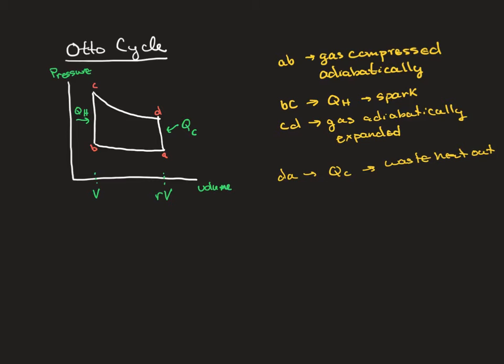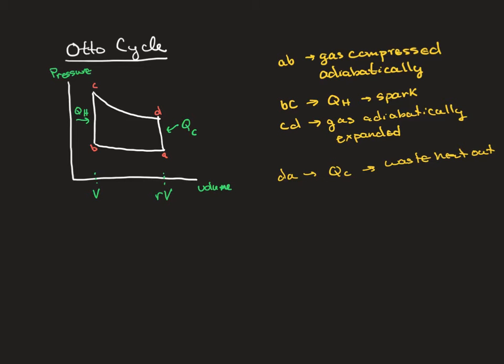Alright, so we have a pressure versus volume graph here. And we start with a certain amount of gas inside of a piston. And we're going to start by adiabatically compressing that gas from A to B. We're then going to add in heat, so this is where your spark plug comes in. You're then going to adiabatically expand the gas, and then you're going to return it to its original thermodynamical state by expelling waste heat, so QC.